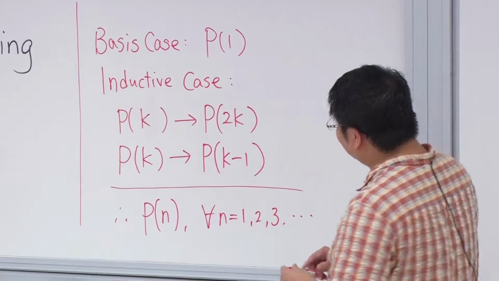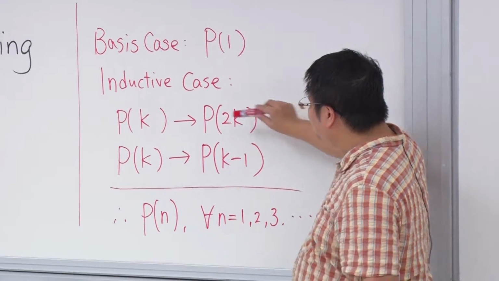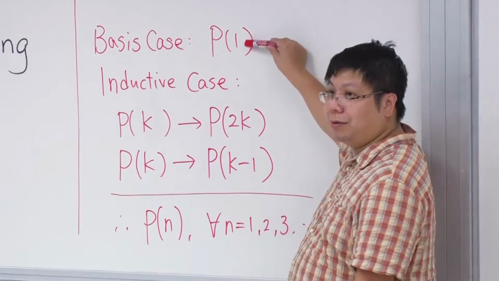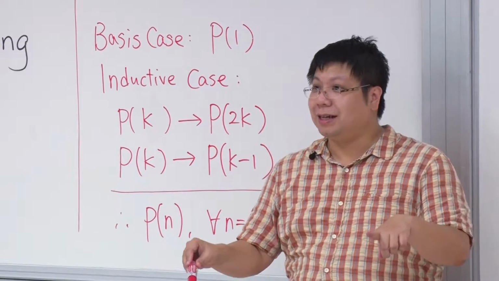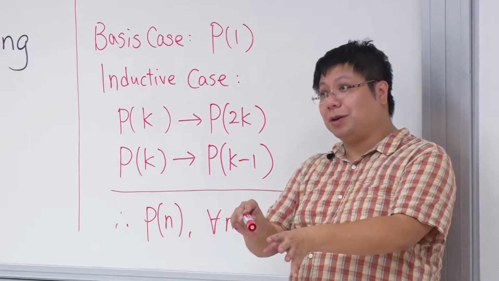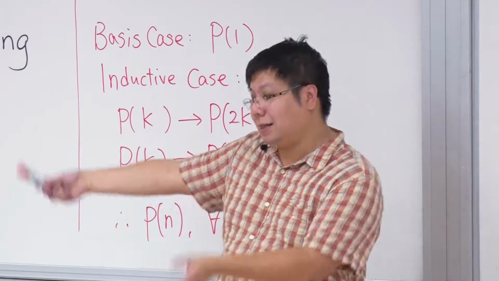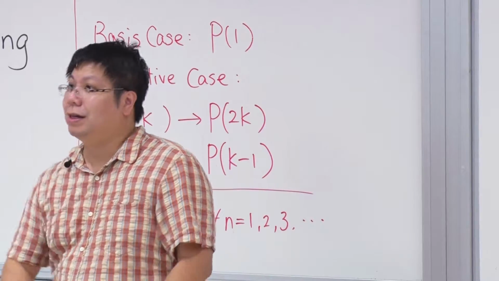Reason, what is the reason? So first of all, just with the first inductive case alone, we have P1 already, right? So we know that P2 is okay. Because we know 2 is okay, then we know 4 is okay. 4 is okay, 8 is okay, 16 is okay, and so on and so forth.